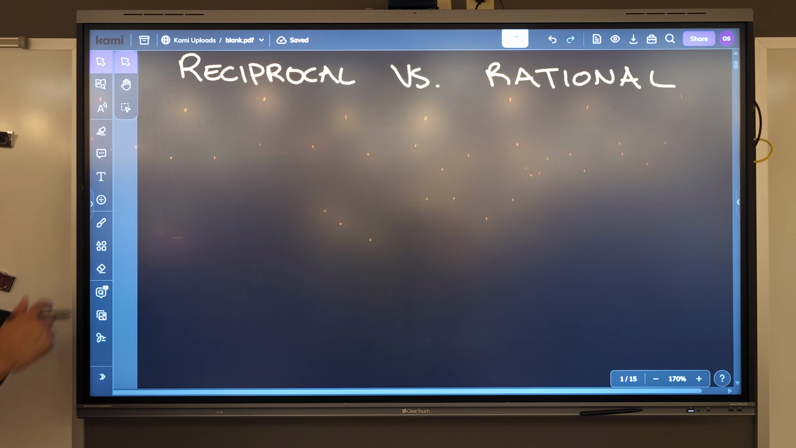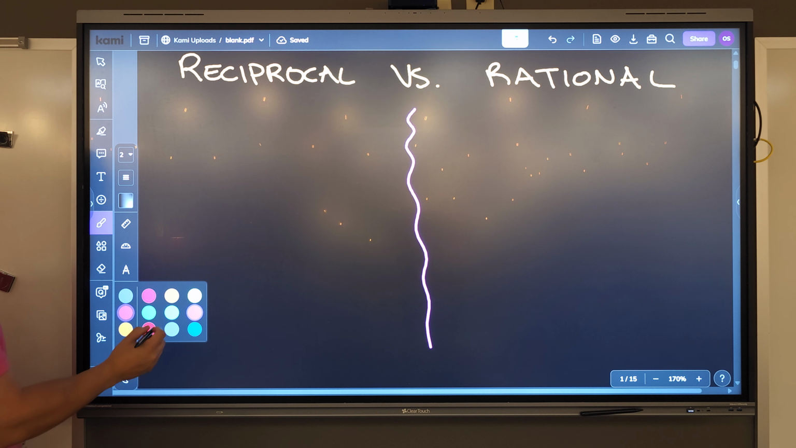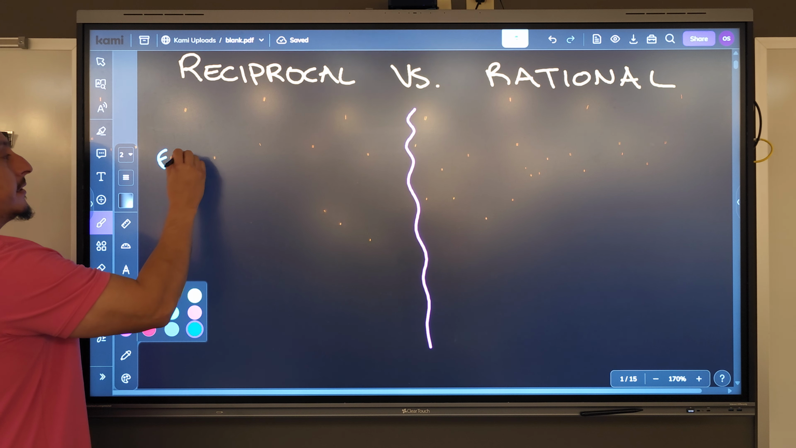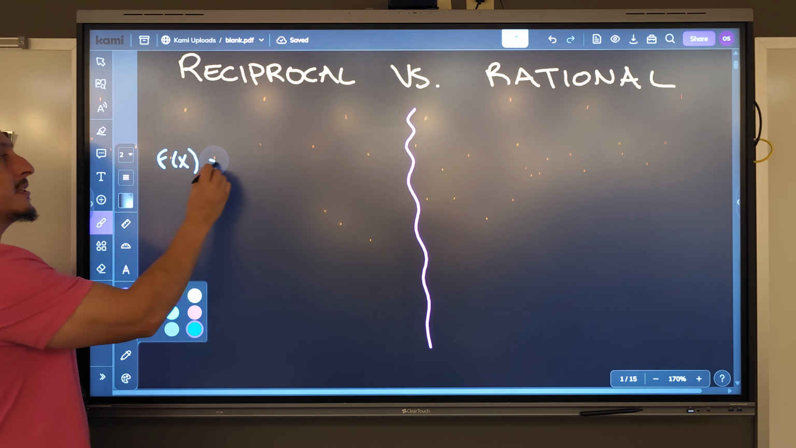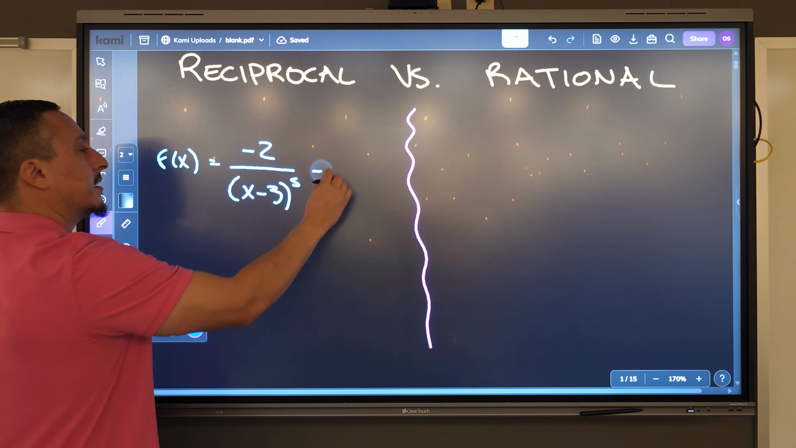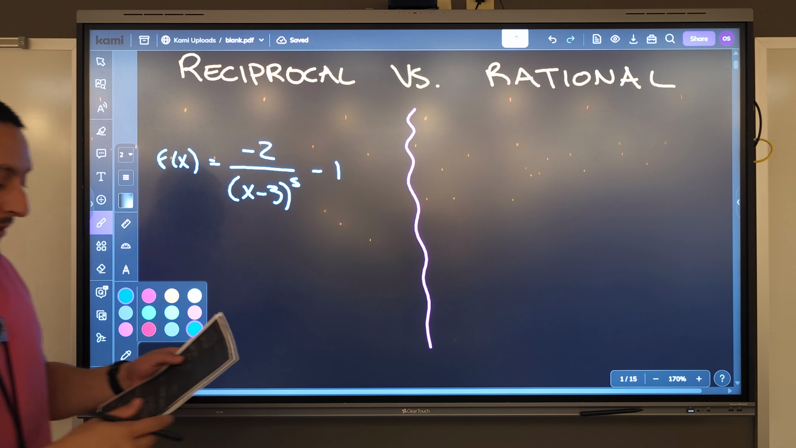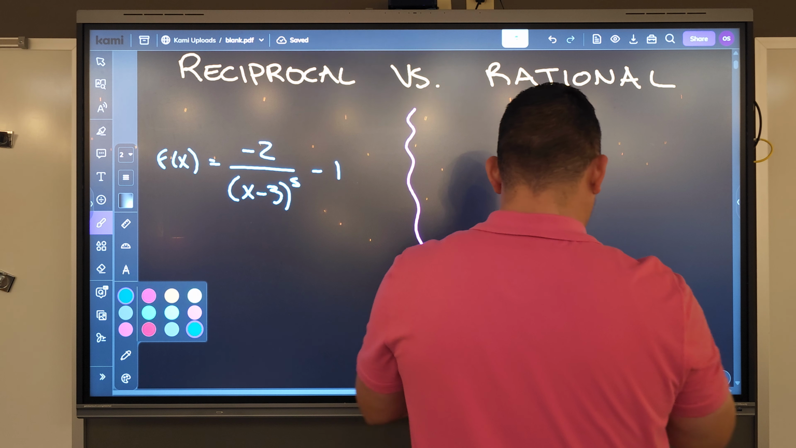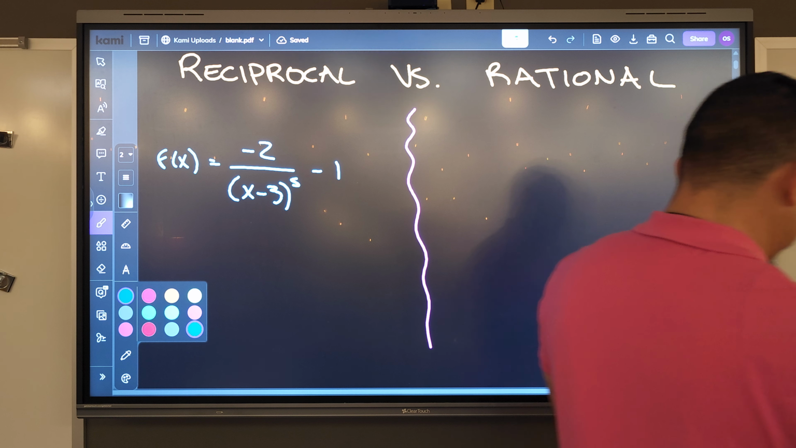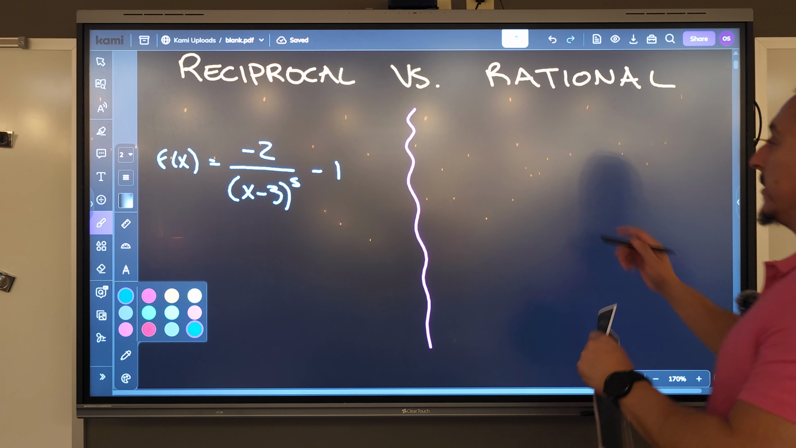Okay, so here's what I'm going to show you. So let's kind of separate these two like this. Okay. All right, guys. So on Friday, we did reciprocal functions, and they look something like this. Okay. And you're like, well, that also is a fraction, right? So that must mean rational function. So let me show you a comparison. Let's say you had something like this.